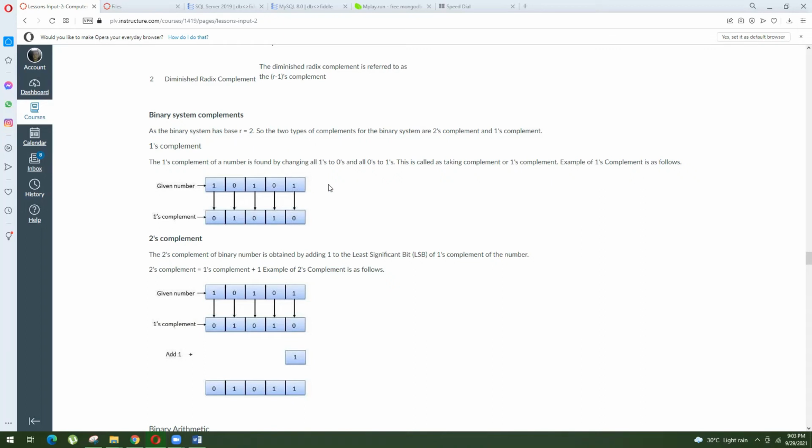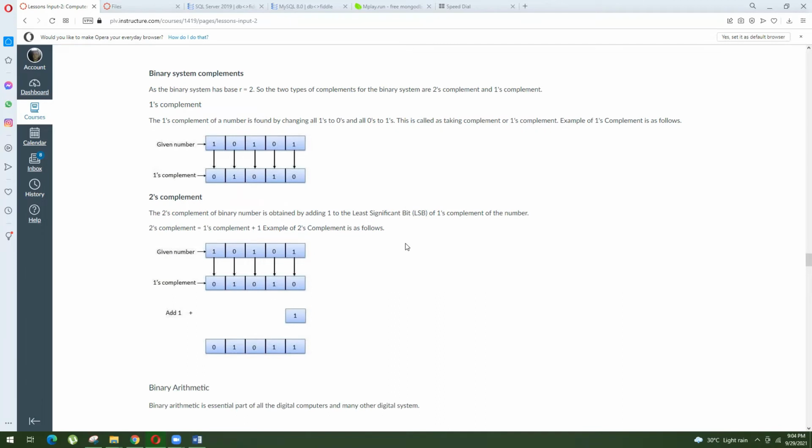The 1's complement of a number is found by changing all 1's to zeros and all zeros to 1's. This is called taking the complement, or 1's complement. Example of 1's complement is as follows. Given the number 10101, if I ask for the 1's complement, you just flip 1 into 0 and 0 into 1. So the equivalent is 0, 1, 0, 1, 0.